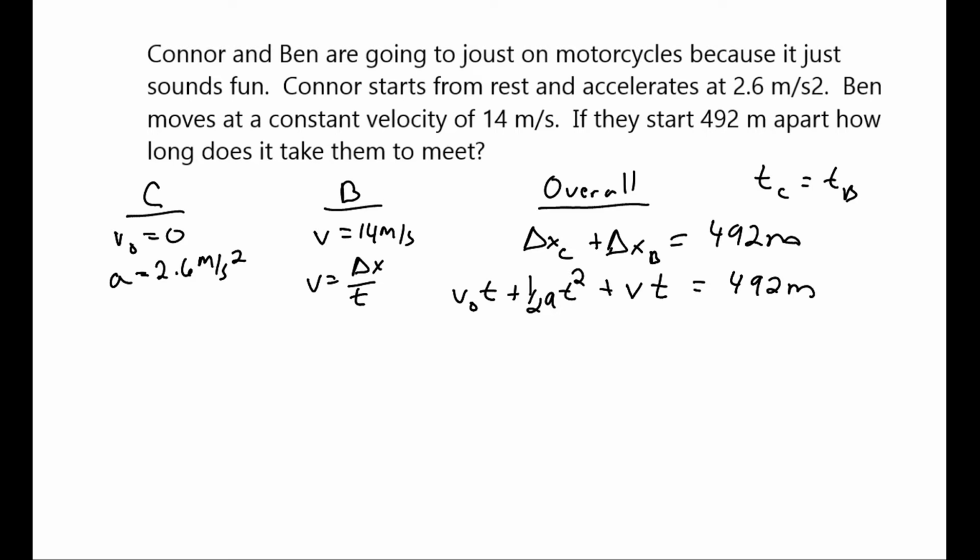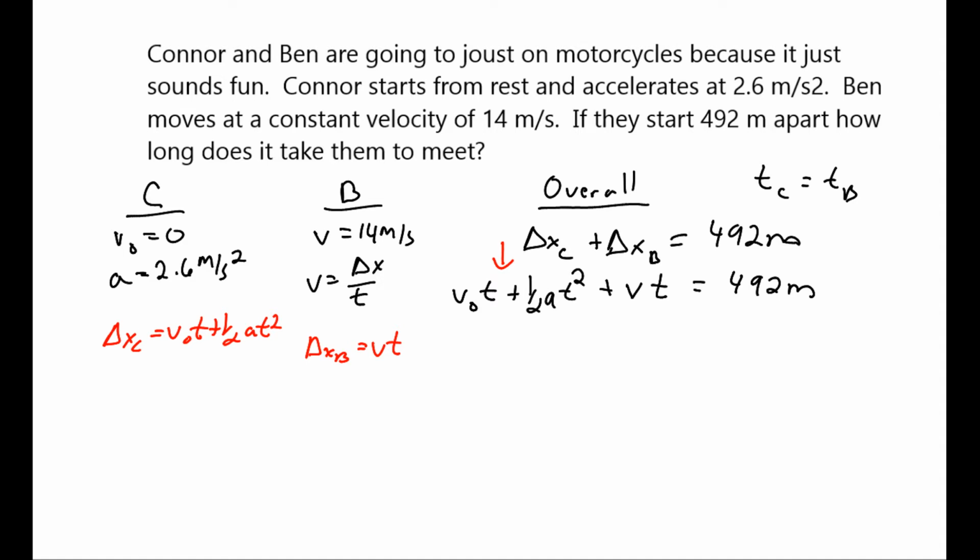Everybody okay so far with this? Okay. Yep. So does everybody understand how I got from here to there? Yep, they both equal distance. I'm going to write these over here. Delta x for Connor equals V0 t plus 1/2 a t squared, and delta x for Ben equals Vt. And the t's are the same. Alright. Yes, because they both start at the same time and they're both going to meet at the same time.